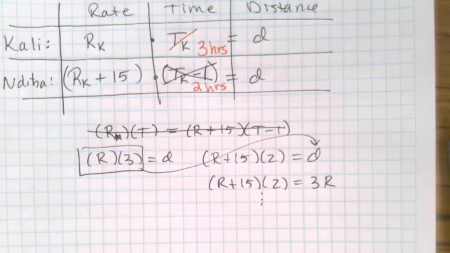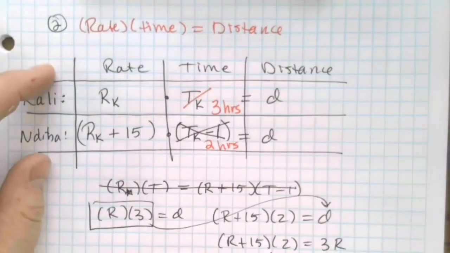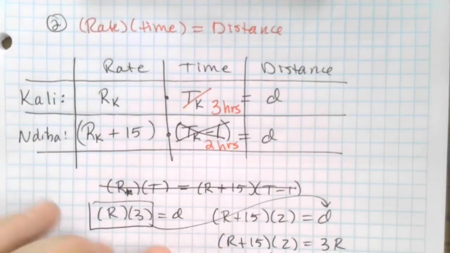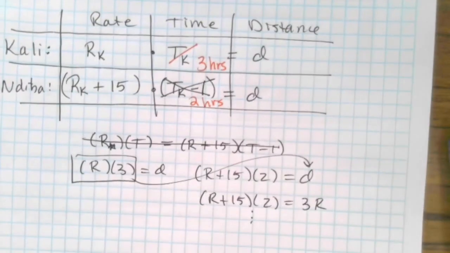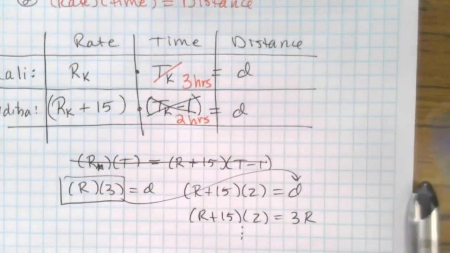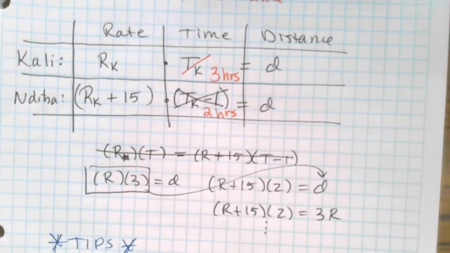Okay, we don't have time to go completely through the problem. The main thing is I wanted to show you the approach, how to make a rate times time equals distance chart, how you substitute in information that you're given. Some tips. In this one, they were both traveling the same distance, so they both equaled D.